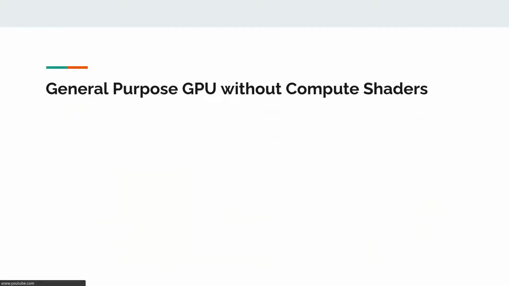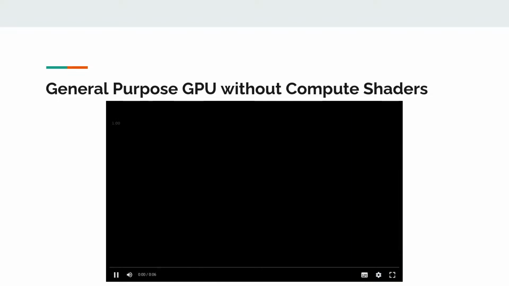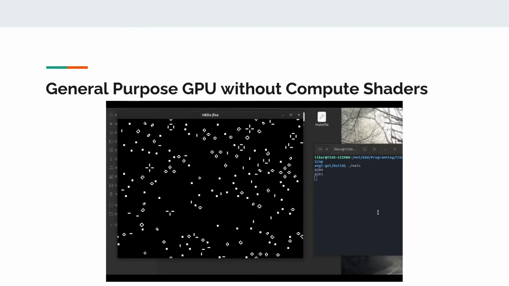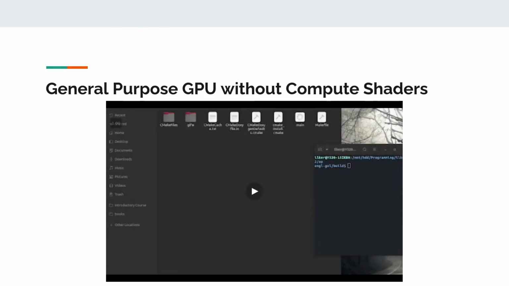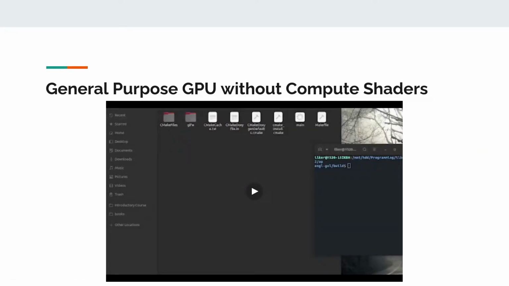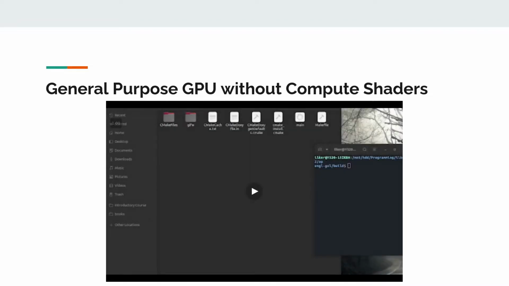And this is exactly what I did with this project I developed last year. I basically created a simulation of John Conway's Game of Life in OpenGL without using compute shaders. I created a fragment shader that takes the input of the simulation state as a texture and renders the next simulation step into another texture. Since this is running on the GPU, we get a high frame rate. In this example, we get over 6,000 frames evaluated per second.